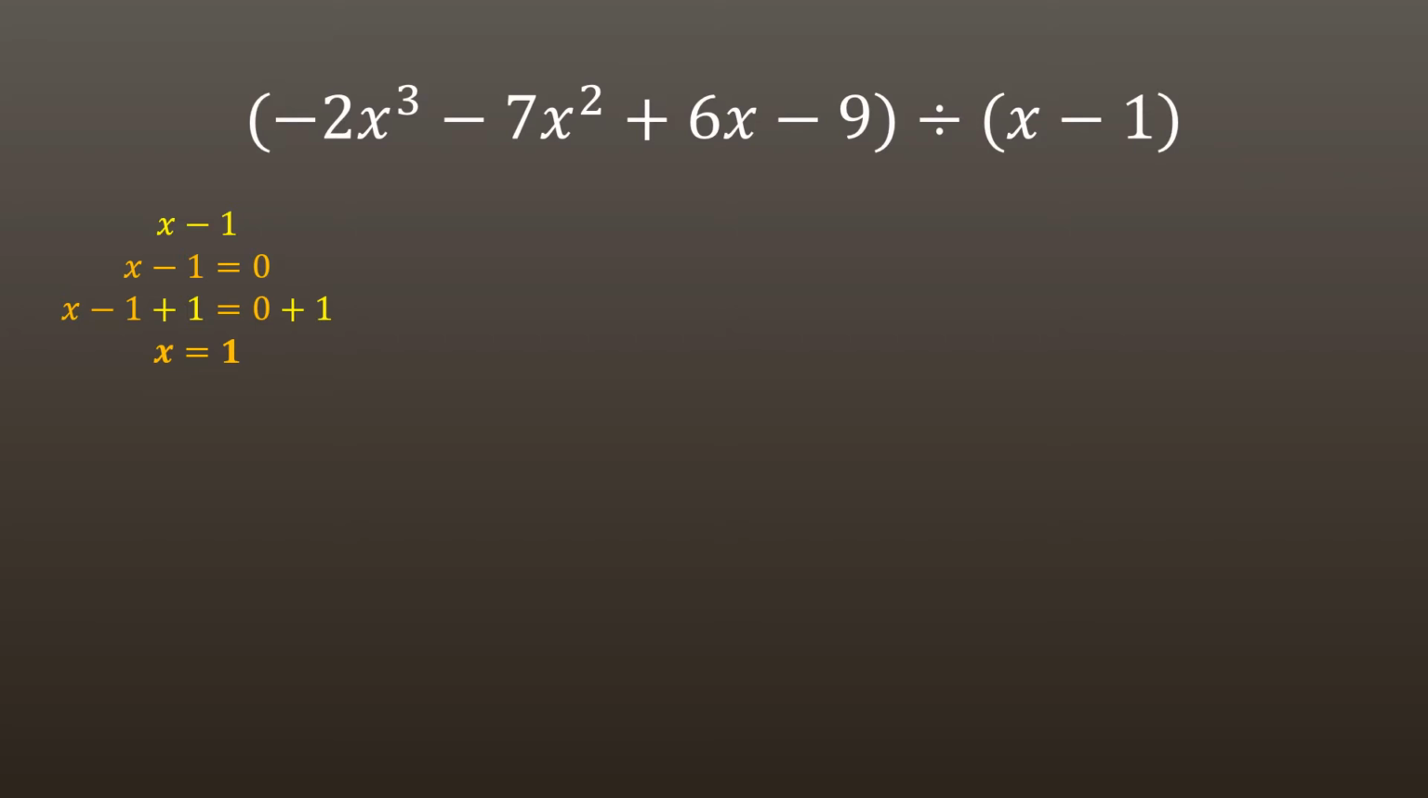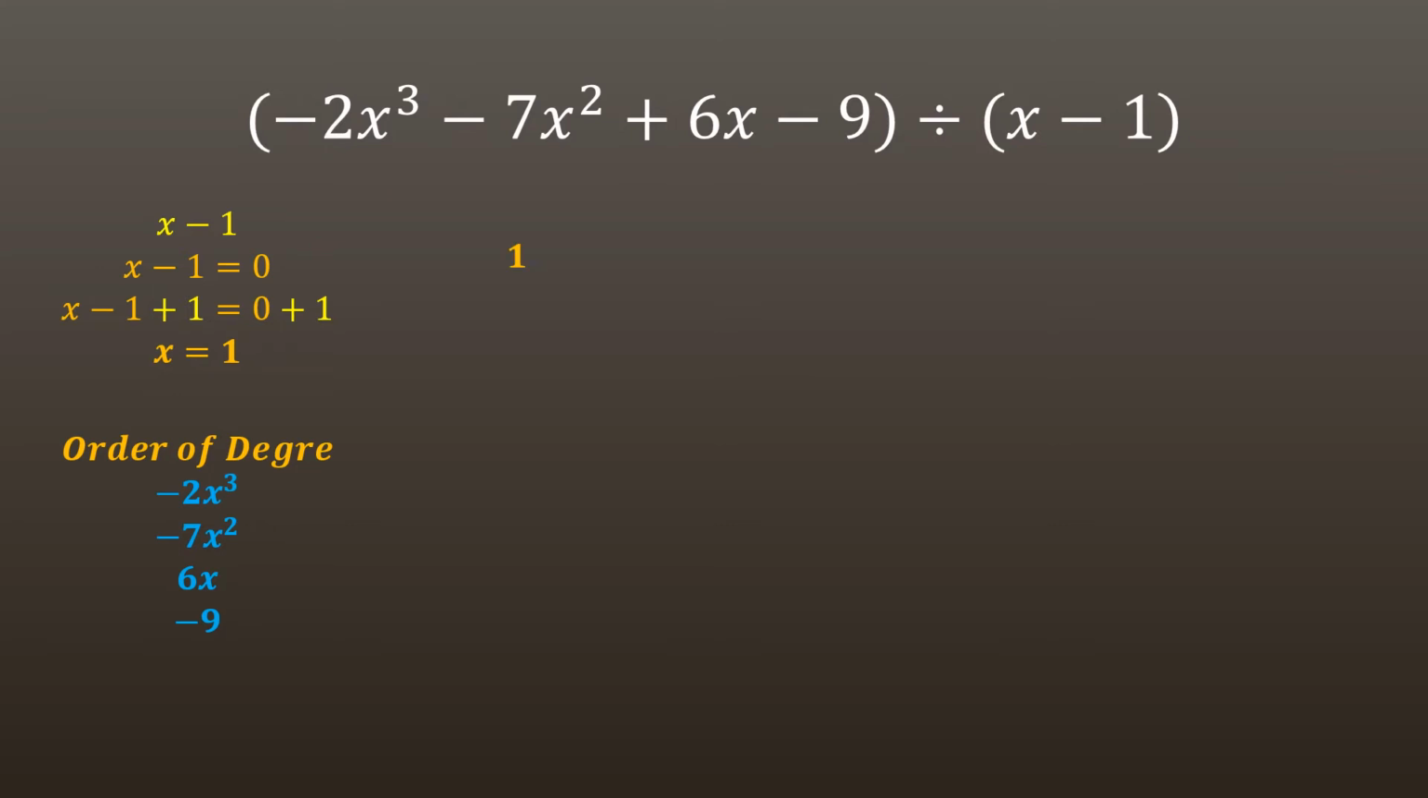Now, the second thing to do is to check the order of degree. So check if it's greatest to least. We have negative 2x cubed, so that's the highest degree. Second would be negative 7x squared, then 6x, and then negative 9. So the order is from 3 to 0.